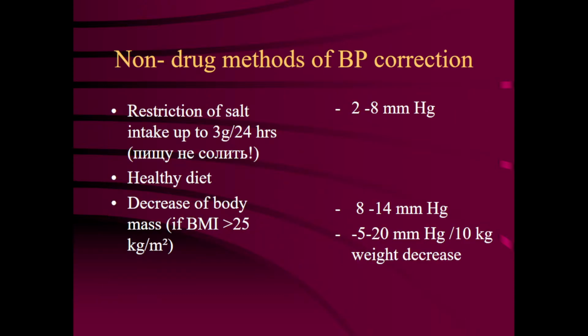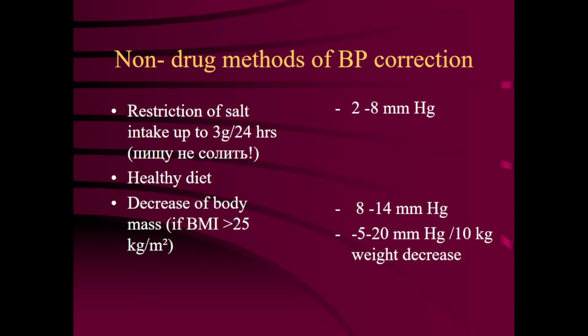Non-drug methods of blood pressure correction. They're different. I'm sure that you know some of them. First of all, restriction of salt. Intake up to 3 grams per 24 hours. 3 grams. What does it mean? You should not use any extra salt during cooking. And only this measure will reduce blood pressure from 2 to 8 millimeter mercury.